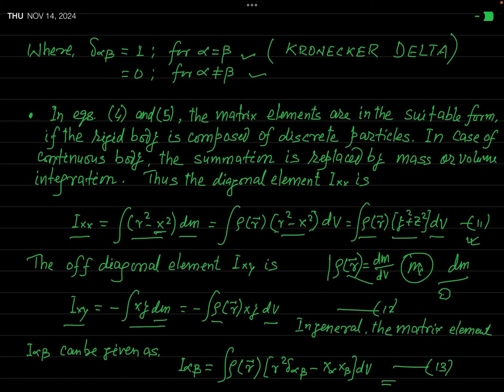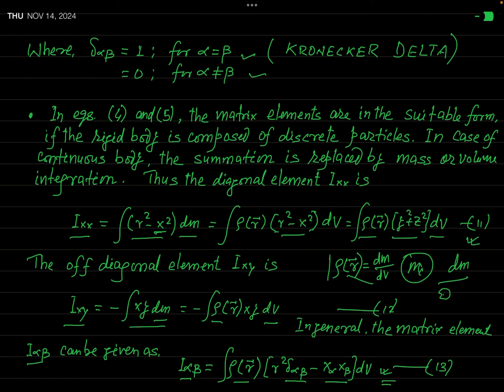So in this way, we can find the off-diagonal elements of this inertia tensor, okay. Now again, in general, for the matrix element I alpha beta, from which you can find both the diagonal and the off-diagonal elements, you can use this single equation. By the use of this single equation which I have written in equation 13, you can obtain any element of this inertia tensor or this matrix. That is, I alpha beta is written as the volume integral of rho of r times (r square delta alpha beta minus x alpha x beta).